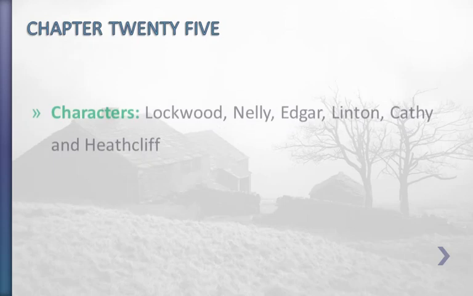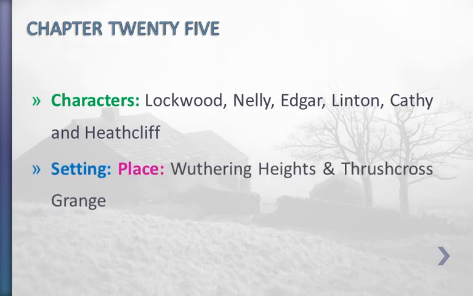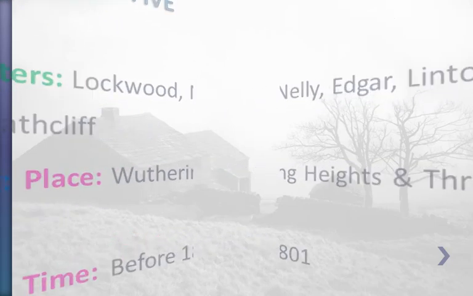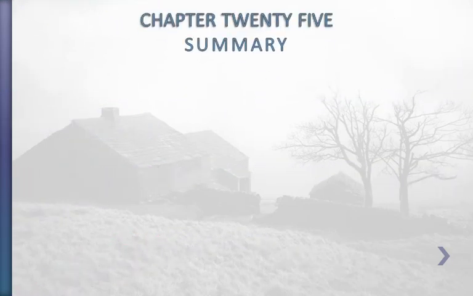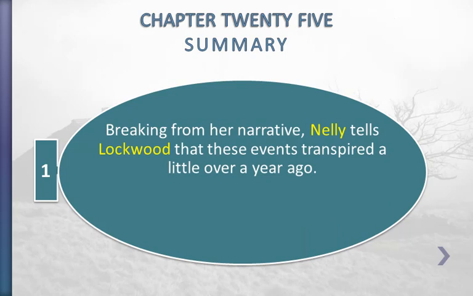So, the main characters in this chapter are Lockwood, Nellie, Edgar, Linton, Kathy, and Heathcliff. Setting, places: Wuthering Heights and Thrushcross Grange. Time: before 1801. In accordance with the summary of chapter 25, we have a break here from narration. Breaking from her narrative, Nellie tells Lockwood that these events transpired a little over a year ago.